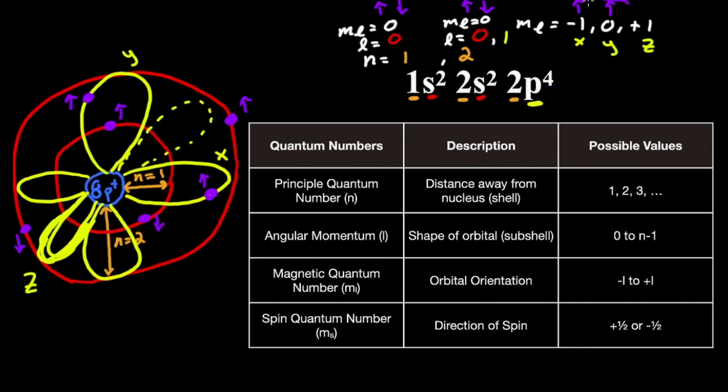We just used up these 2 right here, and so we're going to put in another one, and this is going to be the z orientation. So I can put an electron right in here, and we can call this the spin up.